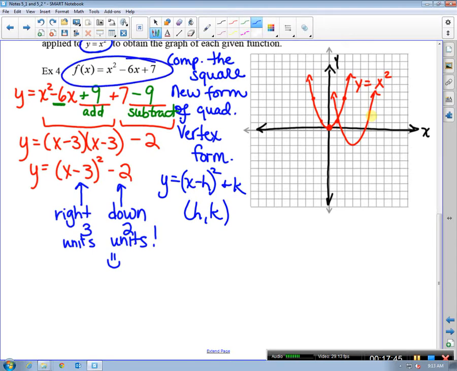Go ahead and graph that. Hopefully, you will see that that is the equation of that parabola. And what we did was used completing the square. Little bit different approach for completing the square, but it's super cool.